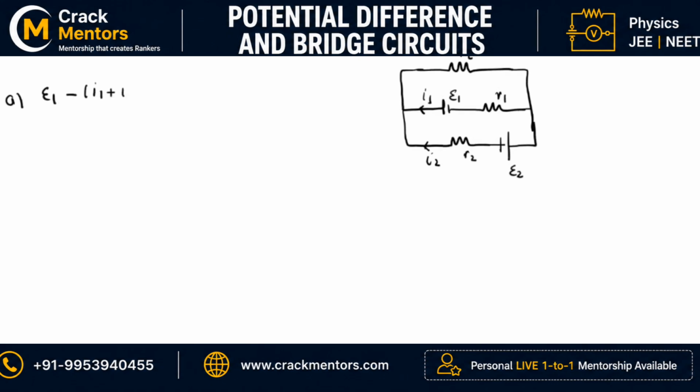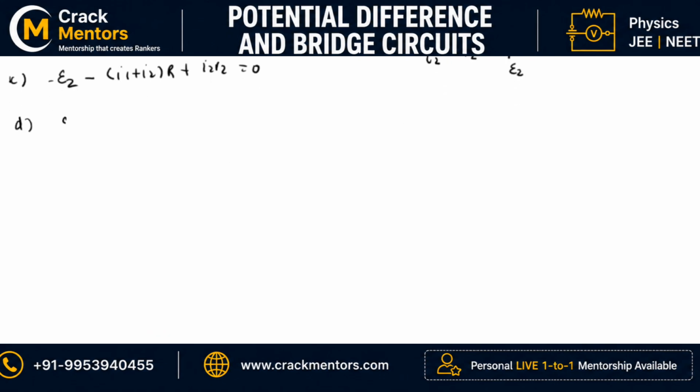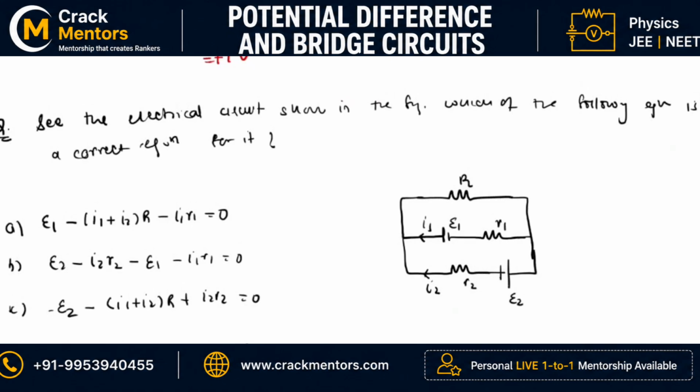E1 minus (I1 plus I2) R minus I1 R1 is equal to 0. Second, E2 minus I2 R2 minus E1 minus I1 R1 is equal to 0. The third, minus E2 minus (I1 plus I2) R plus I1 R is equal to 0. Or the last one, E1 minus (I1 plus I2) R plus I1 R1 is equal to 0. The question and the circuit diagram are in front of you. Hold your pen and start the question, guys. Start it.